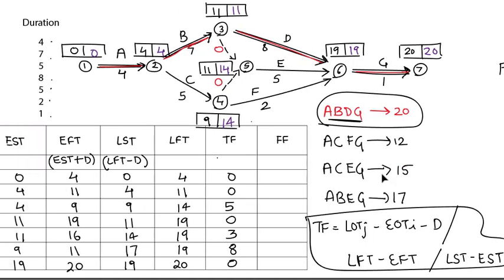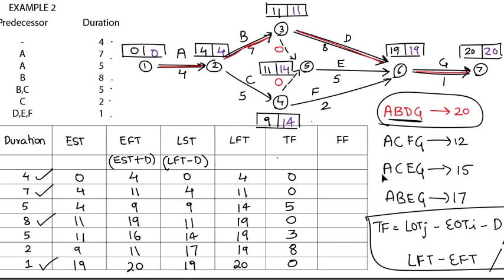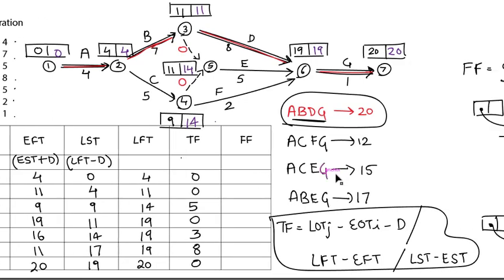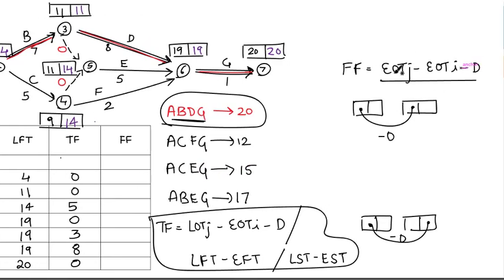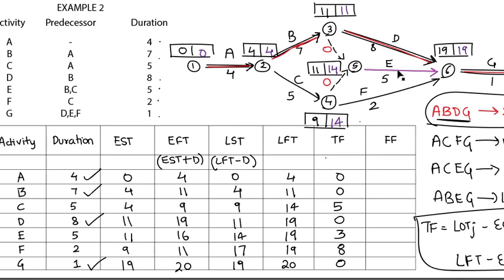So for free float, all we have to do is EOTJ minus EOTI minus T. Now for A, that is the critical activity. For A, EOTJ value is 4. So 4 minus EOTI value 0 minus duration 4. So 4 minus 4 is 0. So for the critical activity, the float is 0.